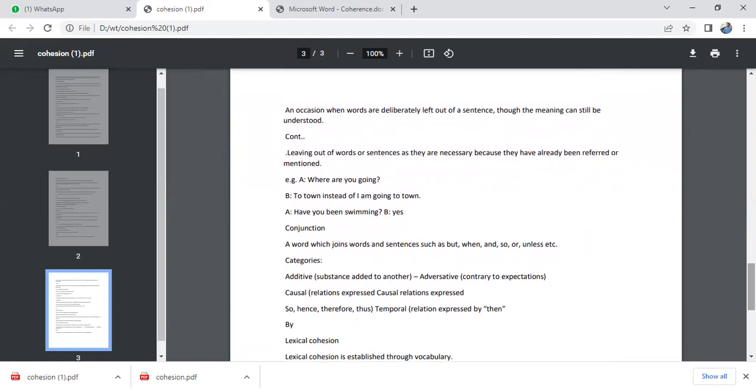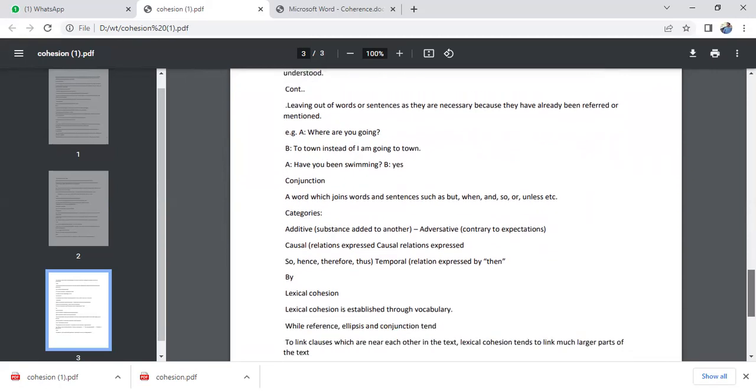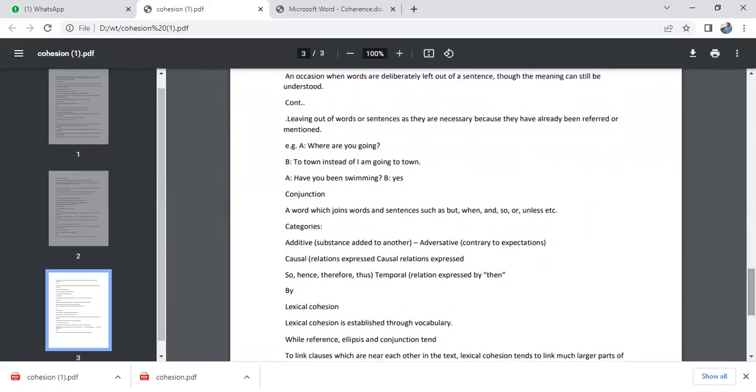It is an occasion when words are deliberately left out of sentences so the meaning can still be understood. We know that we are omitting certain words, but we do it deliberately, because it gives us the clue that the meaning is similar to the previous one. Leaving out of words or sentences as they are not necessary because they have already been referred to or mentioned. Remember, these are the clues, the signals that the idea is similar to the previous one.